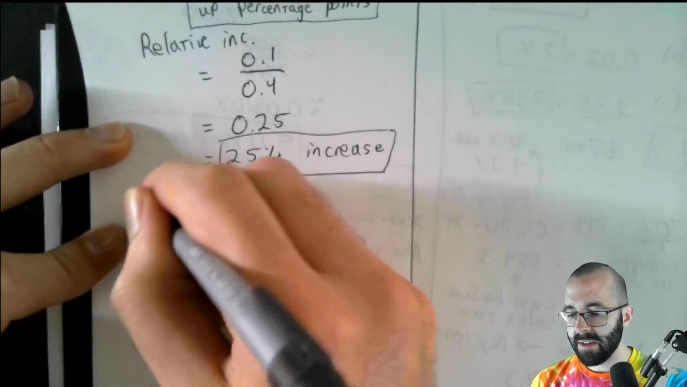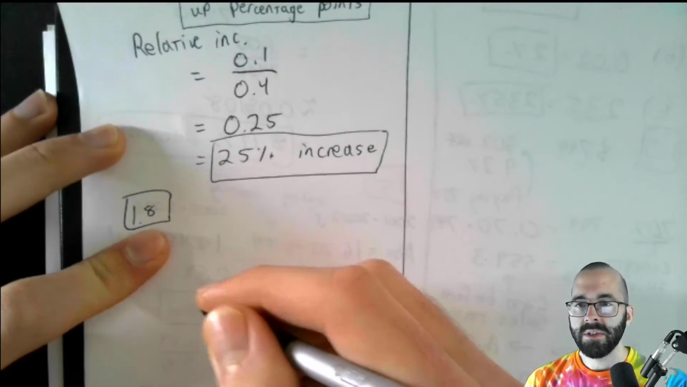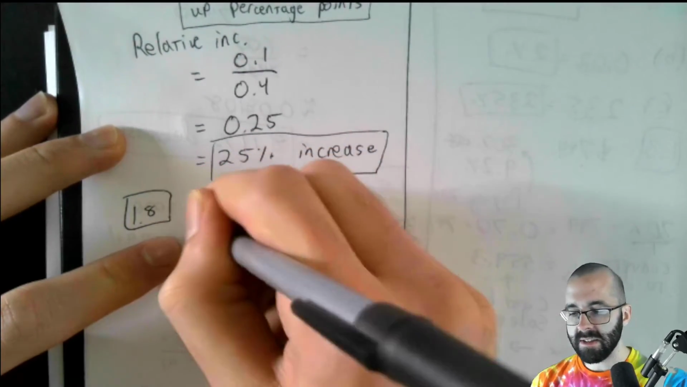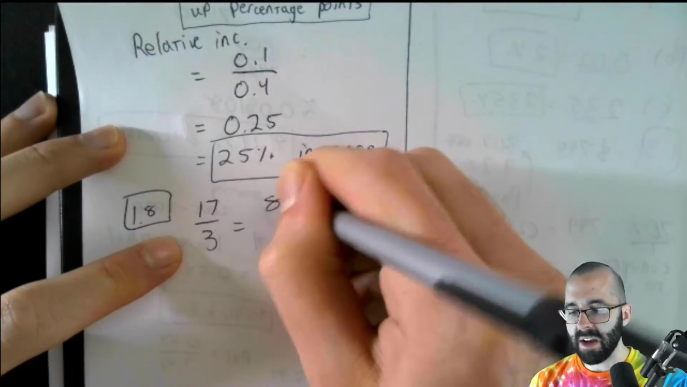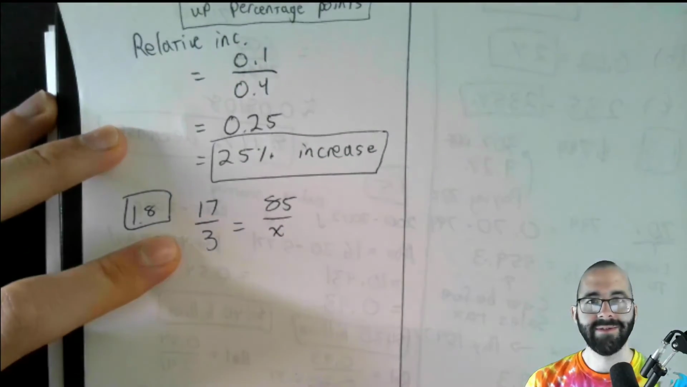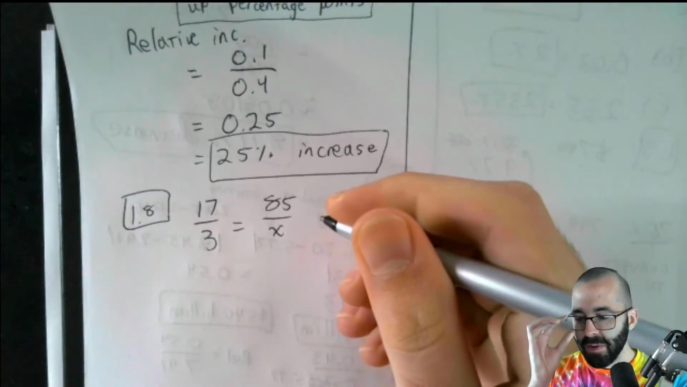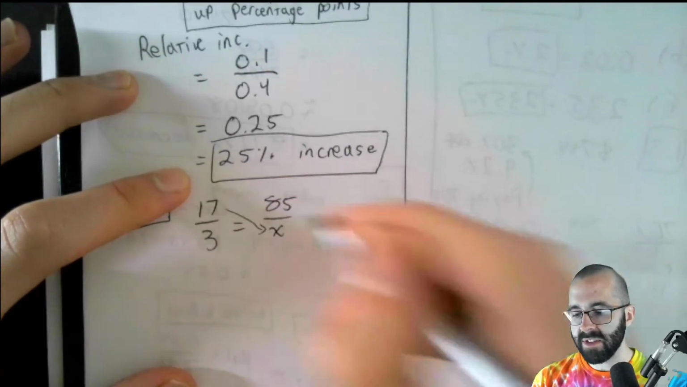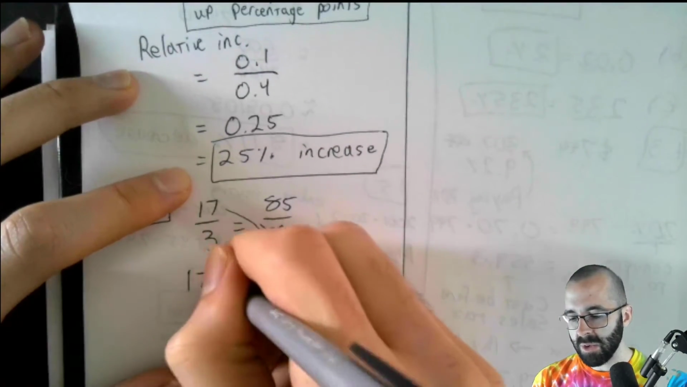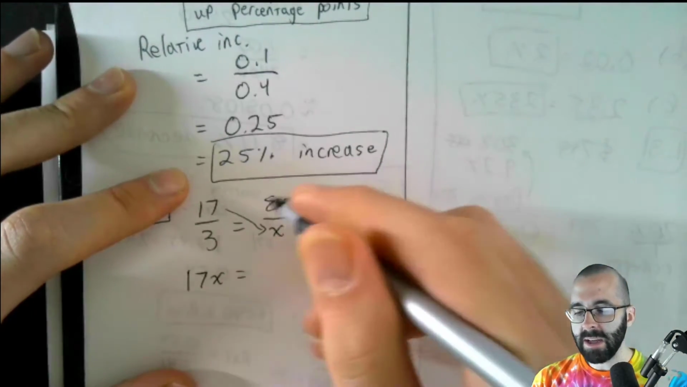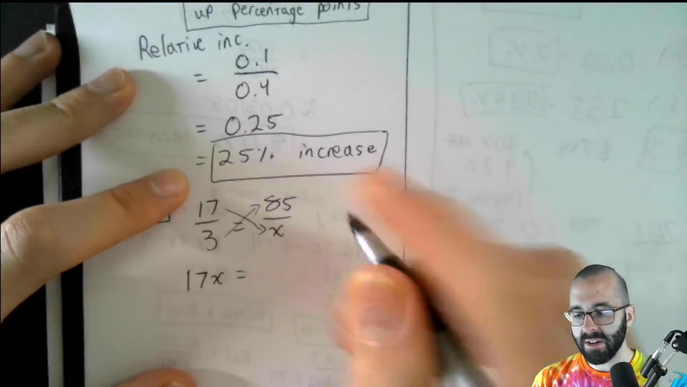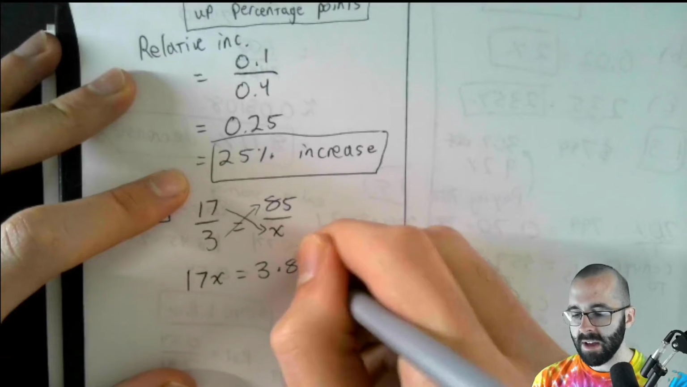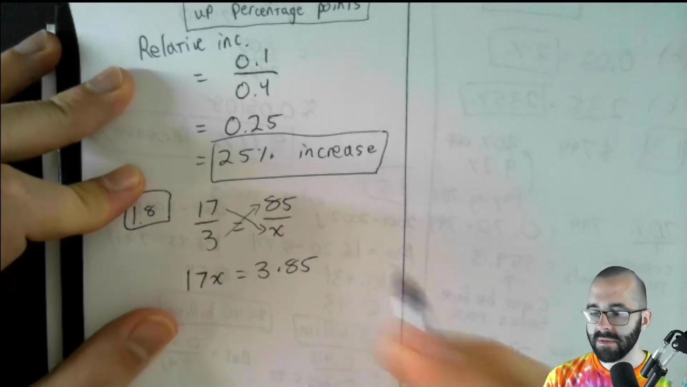Let's look at Example 1.8. So we want to solve this proportion for x. It's 17 thirds equals 85 xths. So the common solution here is to cross multiply. That means we take 17 times x, which is 17x, and we equal that to the other product, 3 times 85. And then we solve for x.